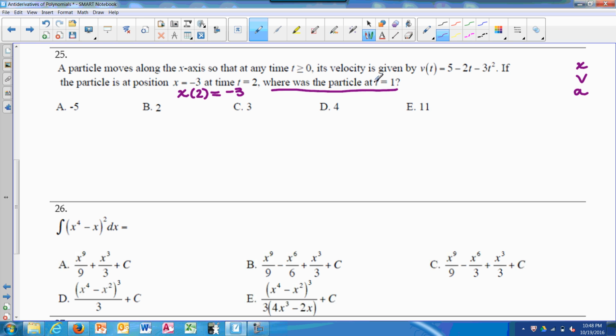And then what it's asking for is where was the particle at time 1? Time is the input, so it's asking me for x of 1. So x of t is going backwards from velocity. So I'm going to go backwards from 5 minus 2t minus 3t squared with respect to time.